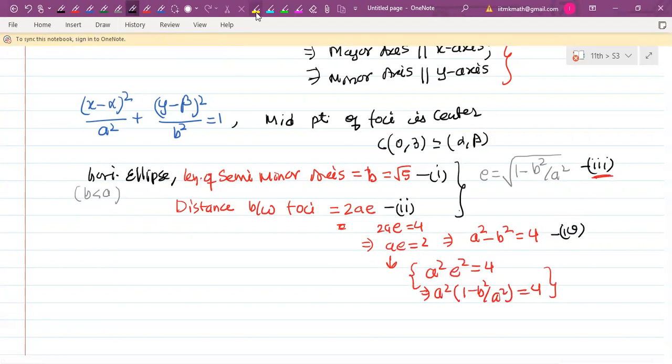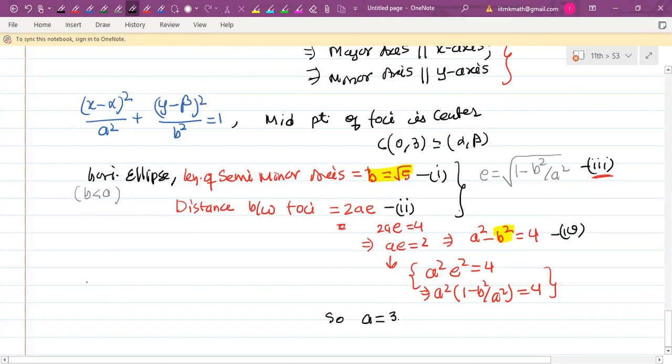And now you know that b is root 5, and you simply put b square is equal to 5. So what are you going to get? You will get a is equal to 3. Understood? So like that.